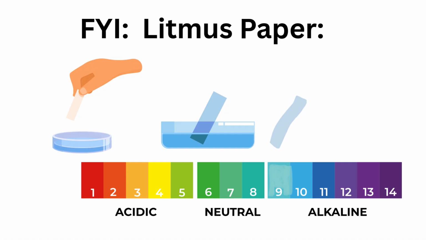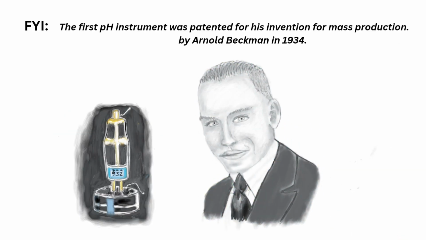FYI, litmus paper made from water-soluble dyes extracted from lichens was used as an old form of pH testing for acidity and alkalinity. It is still in use today in the clinical lab for urine send-out tests that need hydrochloric acid preservation.